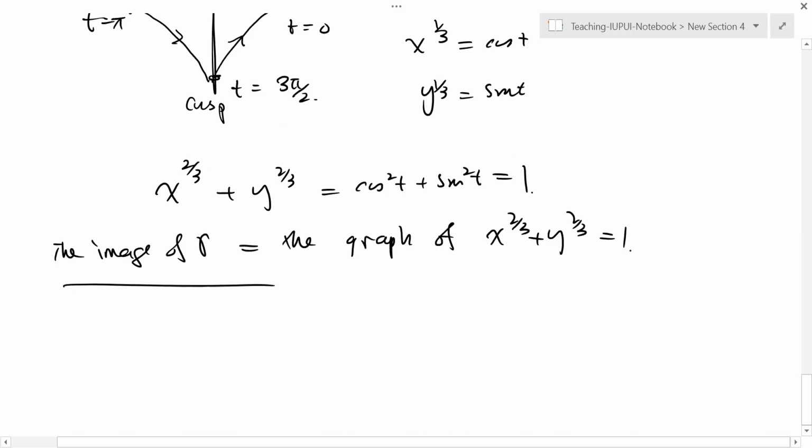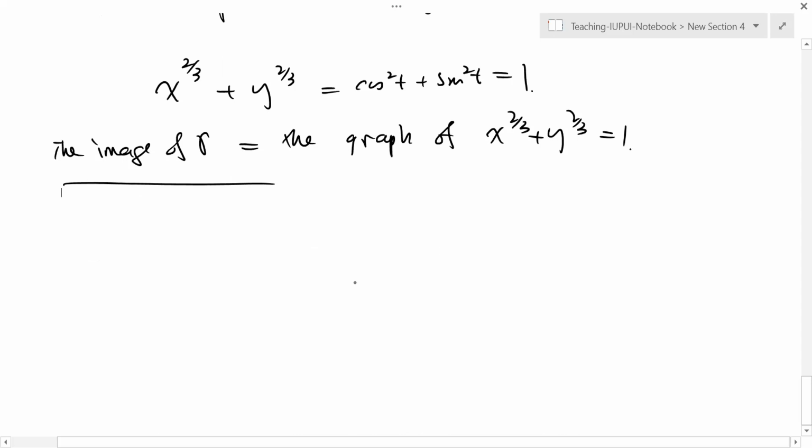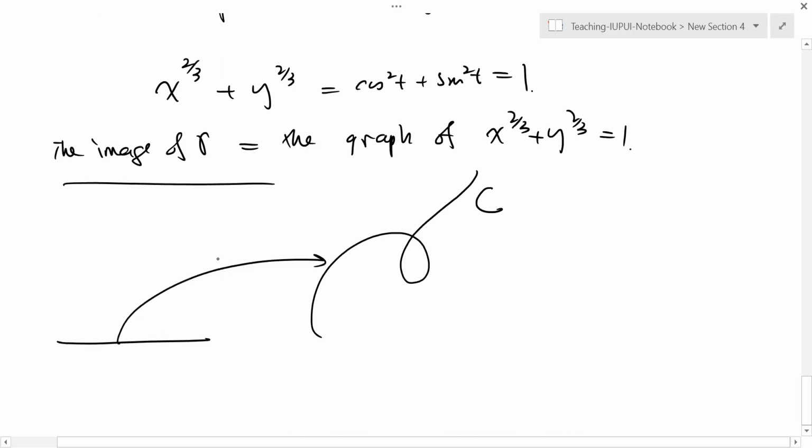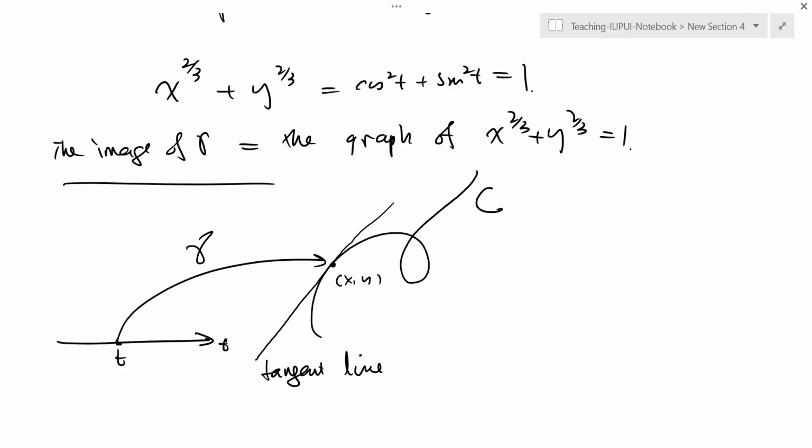So let's go to the general case. This is a curve C, and here's the map. This is an arbitrary point x and y, or even more variables, and this is t. How to determine a tangent? How to determine a tangent line?